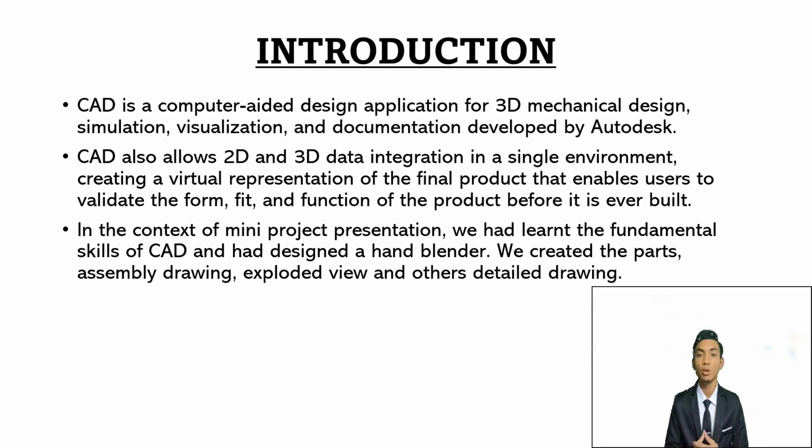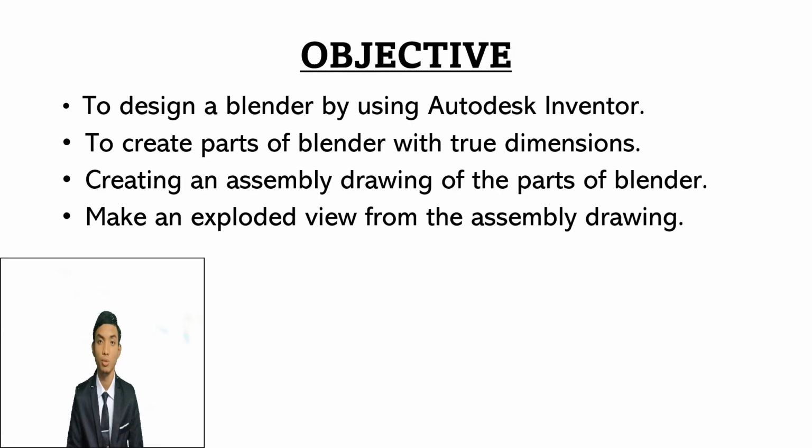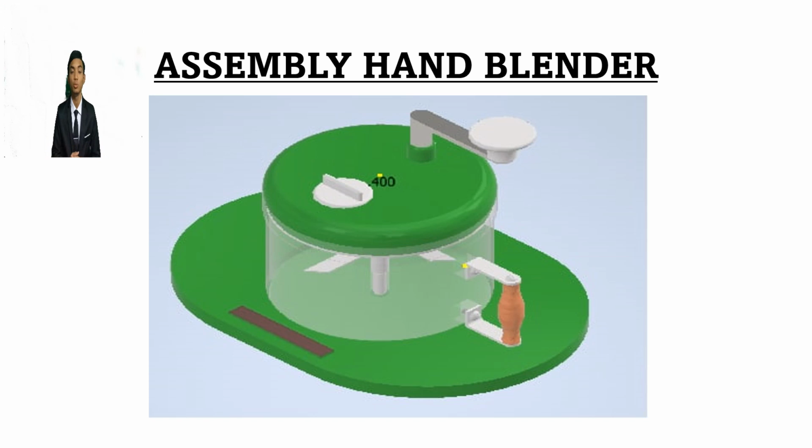In the context of the mini project presentation, we had learned the fundamental skills of CAD and had designed a hand blender. We also created the parts, assembly view, exploded view, and other detailed drawings. Okay, so we move to the objective for our presentation today, which is to design a blender by using Autodesk Inventor to create parts of the blender with true dimensions, create an assembly drawing of the parts of the blender, and lastly make an exploded view from the assembly drawing. So next we go to the part drawing.